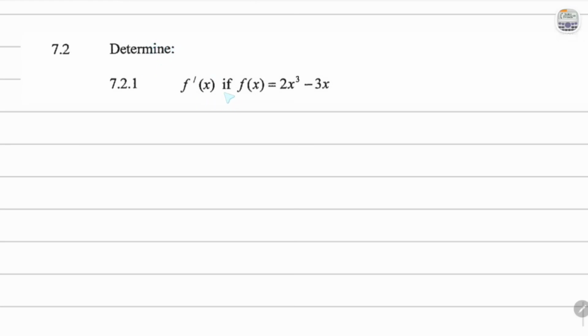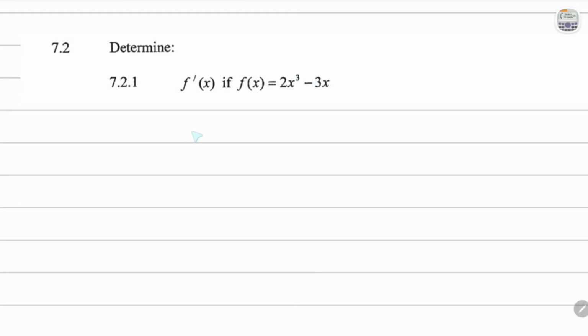The next question, 7.2.1, we have to determine f prime of x if f of x is equal to this. As you can see, this is perfectly fine. It's ready to be derived using the rules of differentiation.